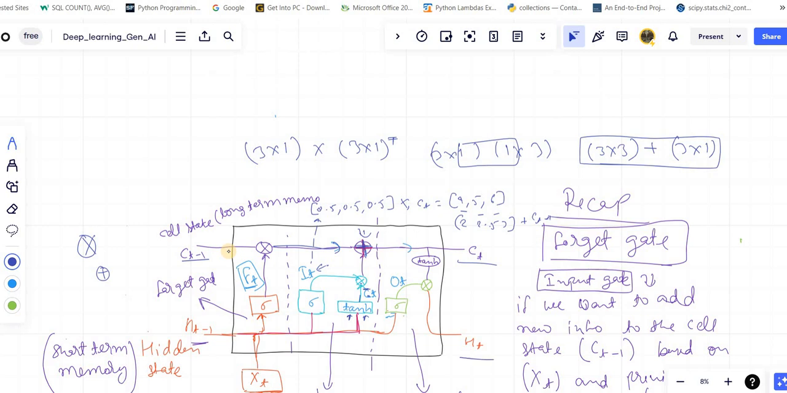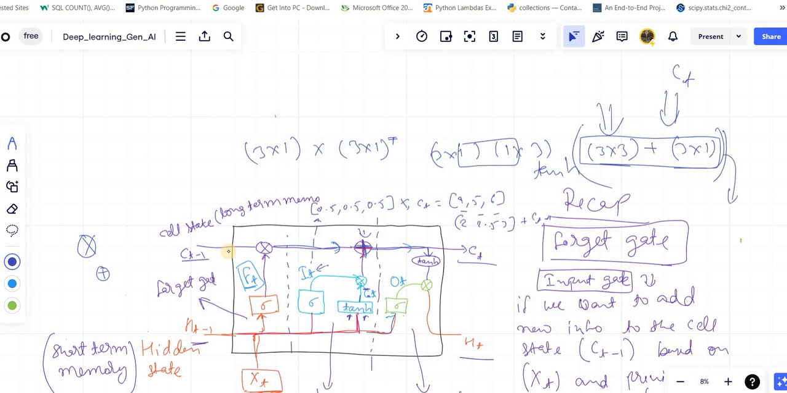For that, what do we need to do? It is again simple. If you see it here, the combination of HT minus 1 and XT will come here. It will go to the sigmoid neural network. Then whatever addition you have done here gets passed into the tanh. So this is now your CT, one output will come.